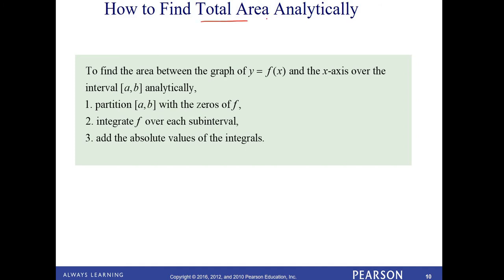Remember, total area could span above or below a region or an axis. So to find the area between the graph of y equals f of x and the x-axis over the interval analytically, first we have to find where the zeros of f are, integrate f over the subintervals split up by the zeros, and add the absolute values. Remember, total area is the absolute value of the integral.